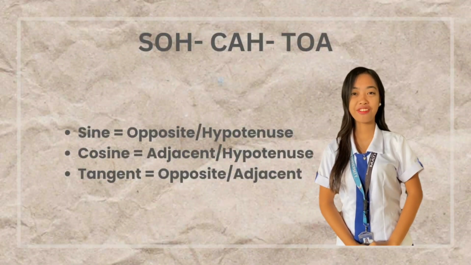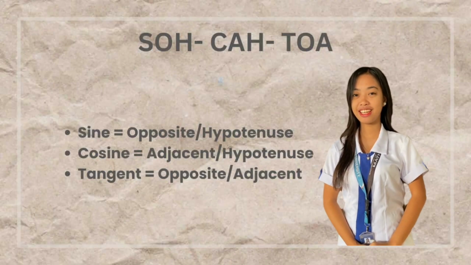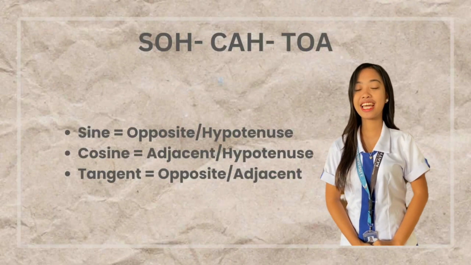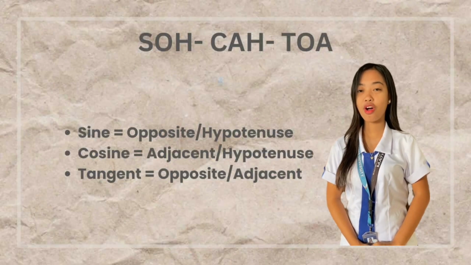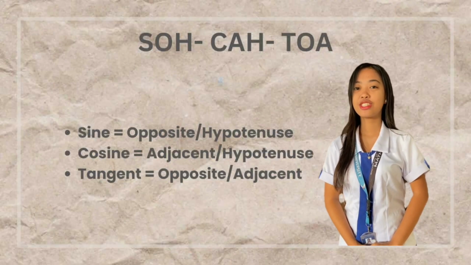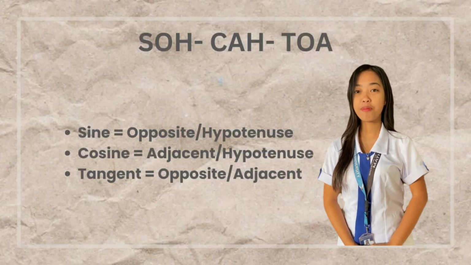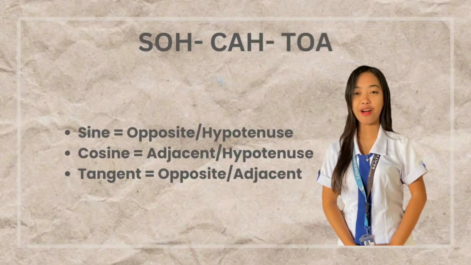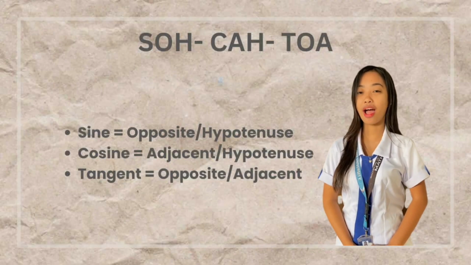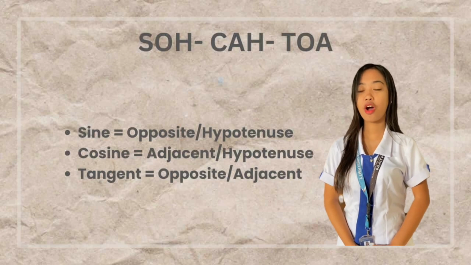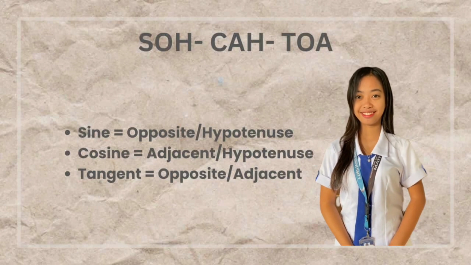Again, what are the three basic trigonometric functions? We have the sine, cosine, and tangent. To better remember them, we have SOH, CAH, and TOA. SOH for the sine: opposite over hypotenuse. CAH for the cosine: adjacent over hypotenuse. And we have TOA, tangent: opposite over adjacent.